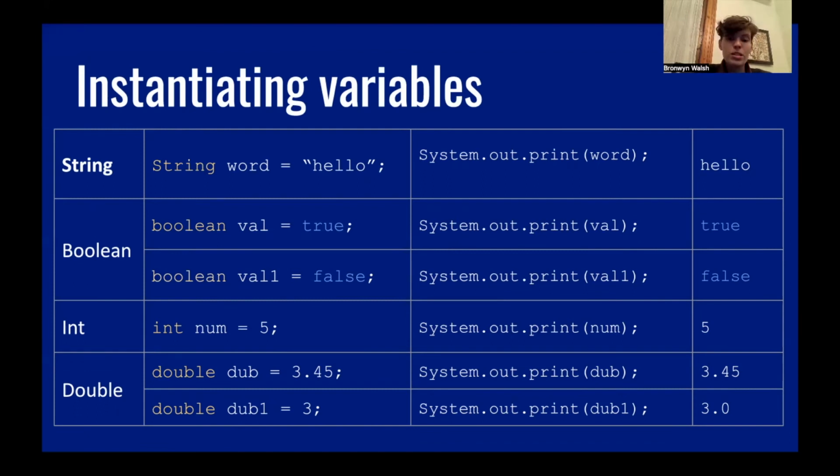So first, you must declare the type, which is printed above in yellow. So you can see string, Boolean, int, double, etc. The variable declaration is read as hello is assigned to the reference word of type string, or true is assigned to the reference val of type Boolean.